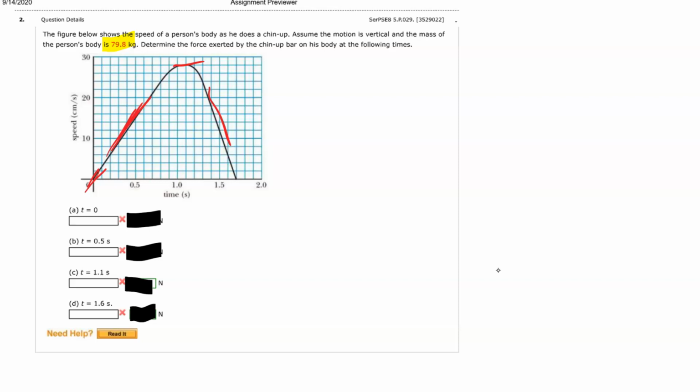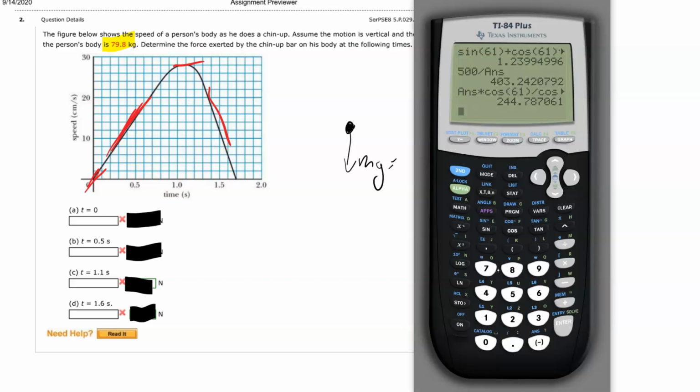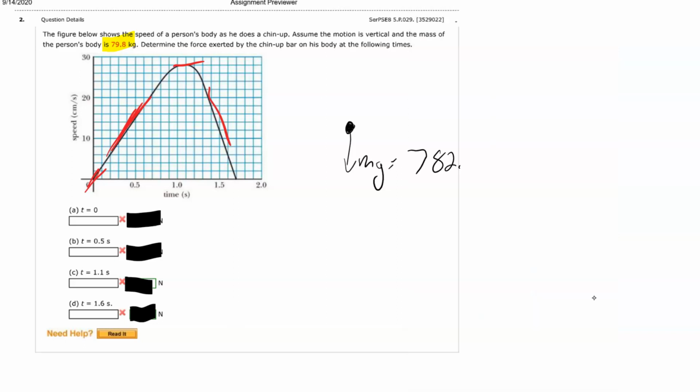Now we can also go ahead and draw a force diagram for this person. Here's our person. Like all objects, it's just a dot. We've got a downwards force, which is going to be equal to mg, which in this case is 79.8 times 9.8. So 79.8 kilograms times 9.8 newtons per kilogram tells us the weight in this case. It's 782.04. That's our downwards force.